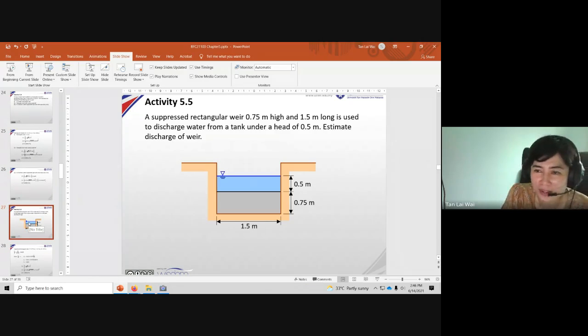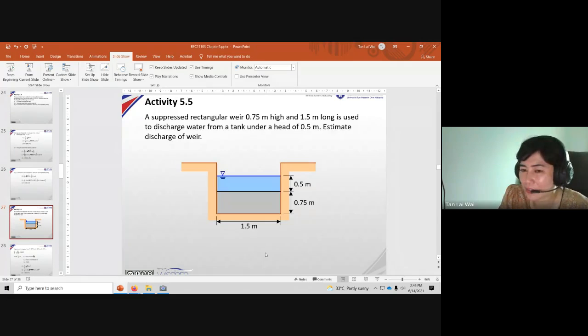Now, let's look at one example right here. This is a suppressed rectangular weir. Suppressed means the width of the weir is the same as the width of the channel. It's not being contracted at any side. So you have this weir 0.75 meter high.